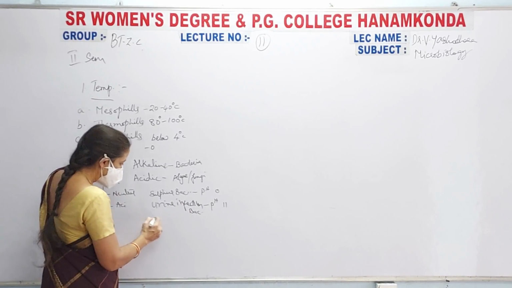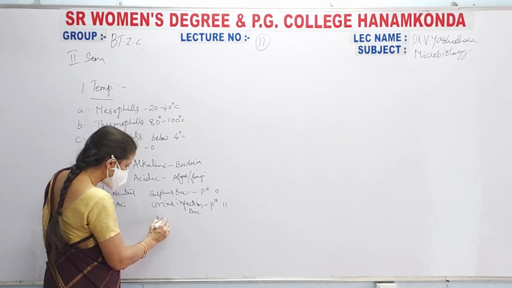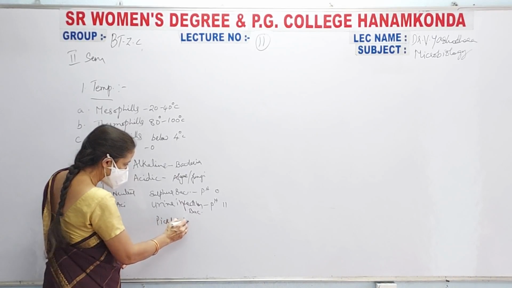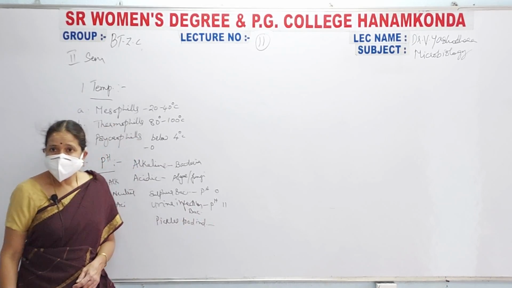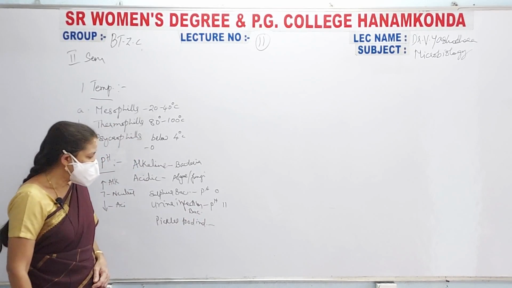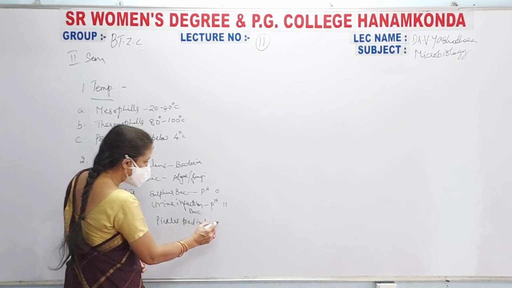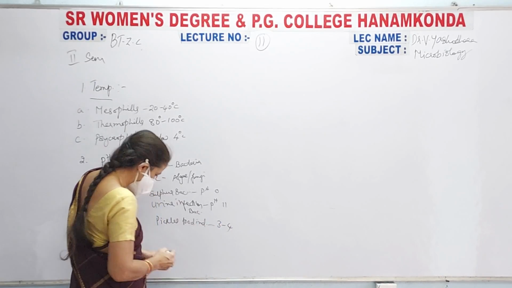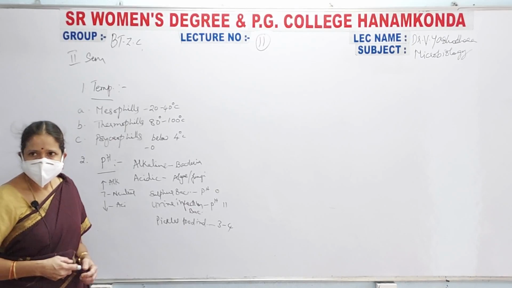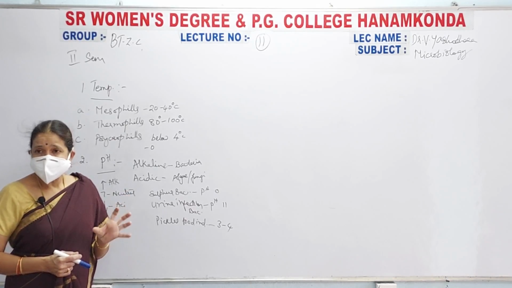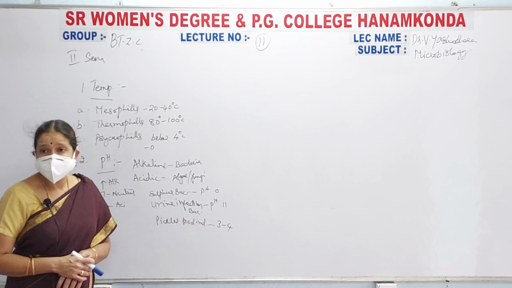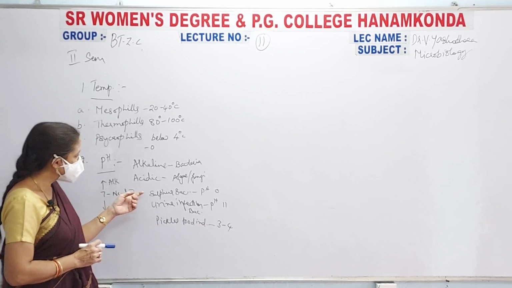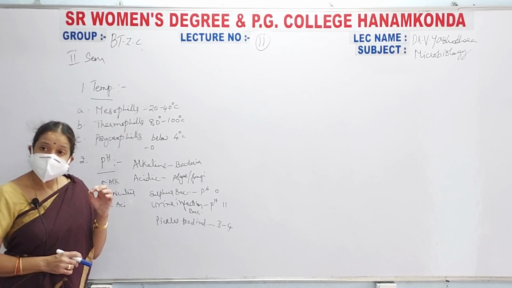Now pickles in the food industry are stored at a pH of 3 to 4. That means it is highly acidic. When pickles like these are packed, their pH is 3 to 4, highly acidic in nature. Next, sulfur bacteria, its pH is 0.